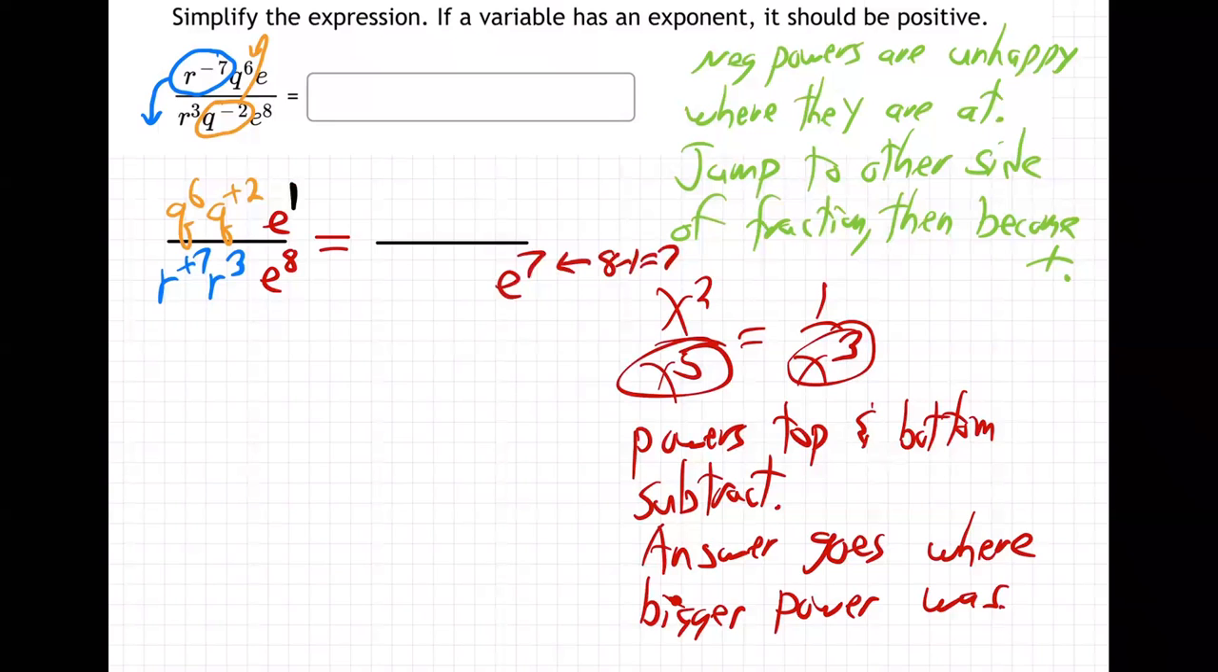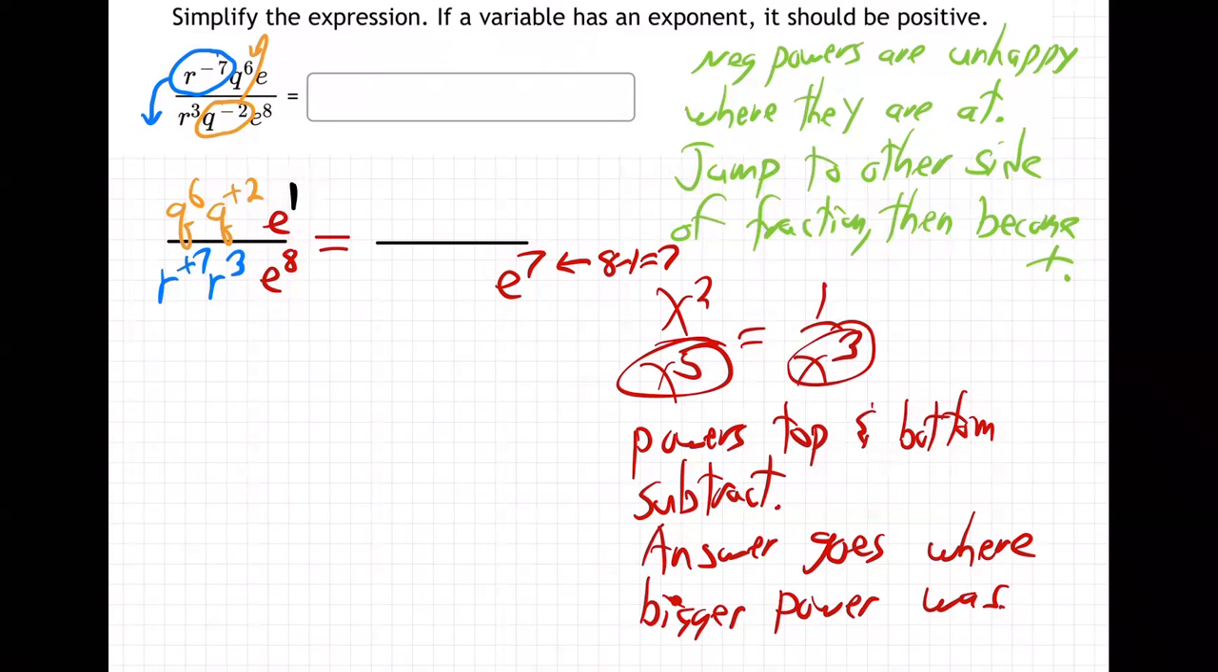So whenever you have, I'll get to the q's and the r's in a second, but that's what happens with those e's. Because they have powers top and bottom, they subtract. Remember, this one on the top is e to the 1. Whenever there's a letter or a number not showing its power, it really has a 1 power because there's 1 of them. So they'll subtract, 8 minus 1, 7 on the bottom.